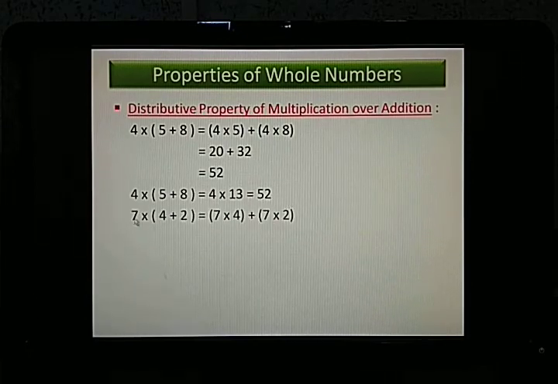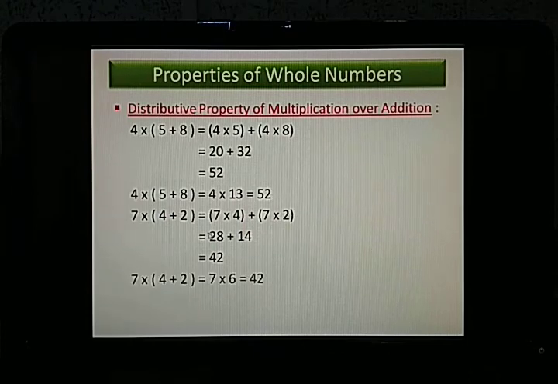Another example I have given here, same thing I have done here. I considered 7 as a, this as b, and this as c. Then a into b plus c will be equal to a into b plus, since there is a plus symbol, a into c. Clear? The result is the same. And even if you do 4 plus 2, 6 into 7, it will be the same result. Now, I hope these properties are clear to you.